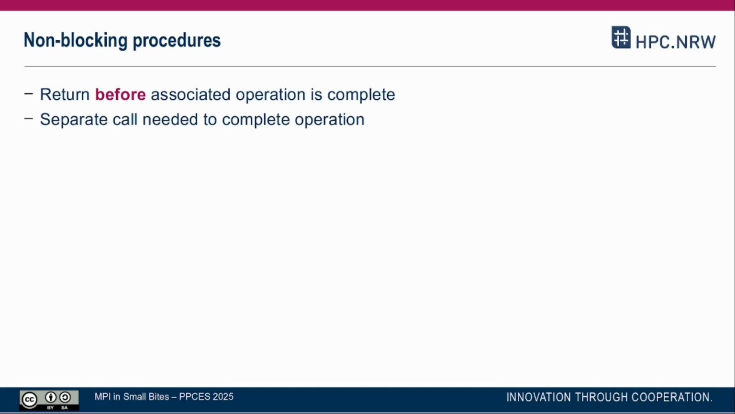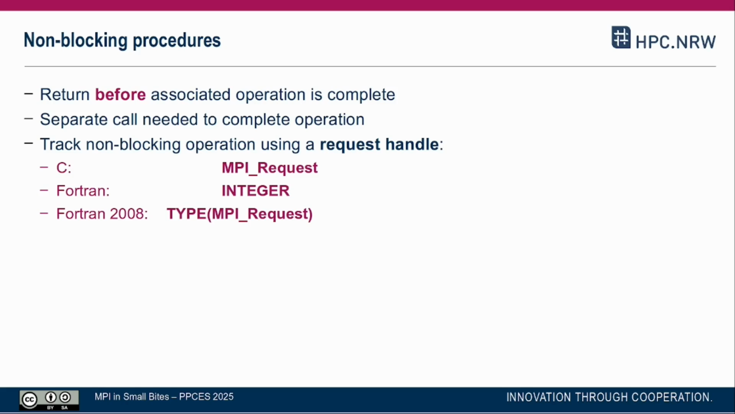So a separate call is needed to complete the operation that's behind it, because when you just start something, you want to know when things are done. You want to know when you can reuse your buffer. You want to know when the receive buffer is filled so you can work on the data that you wanted to receive. So we separate those two functions, the first one to start the operation, and the second one to end it. To connect those two, there's a new handle type, the so-called request handle.